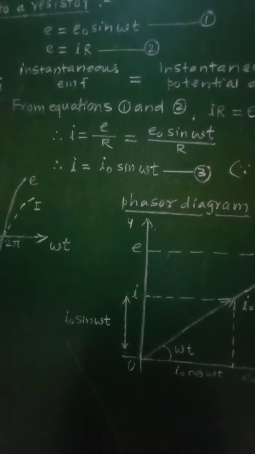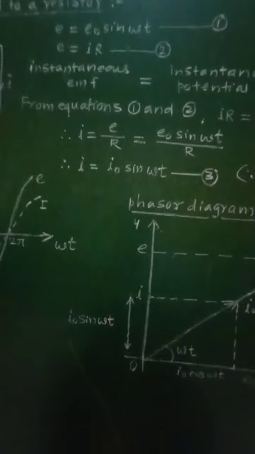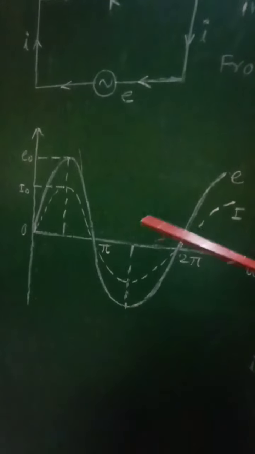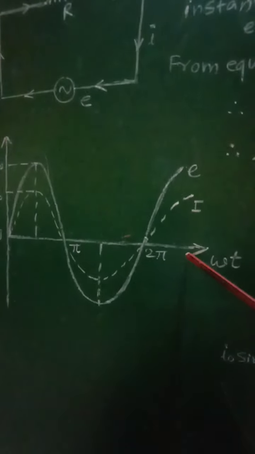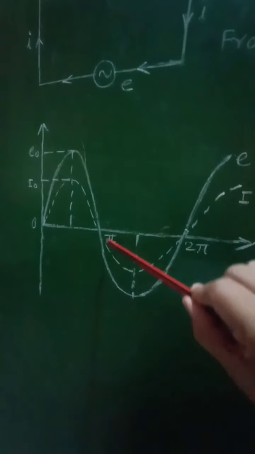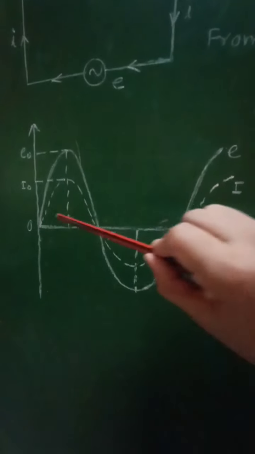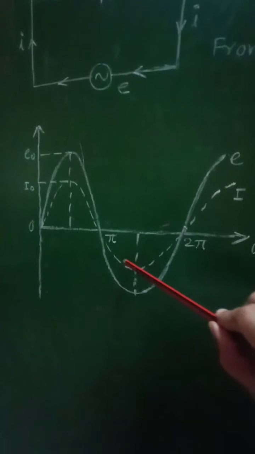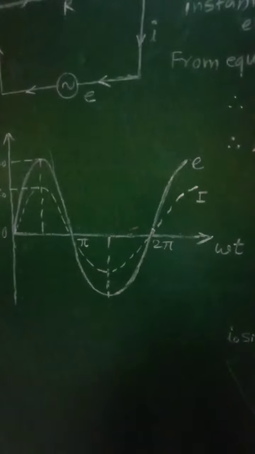As EMF and current are in the same phase, they will reach zero, minimum value as well as maximum value, at the same time. This will be graphically shown with the help of this diagram. Here the variation of EMF and current against omega t is plotted. This continuous curve represents the variation of instantaneous EMF, and this dotted curve represents the variation of instantaneous current against omega t.